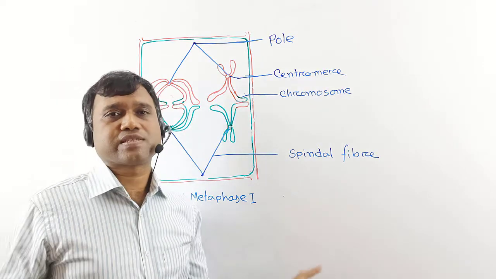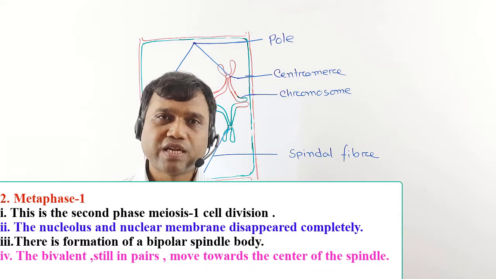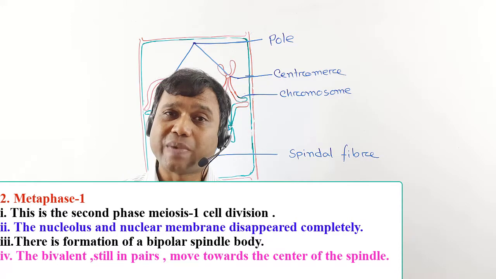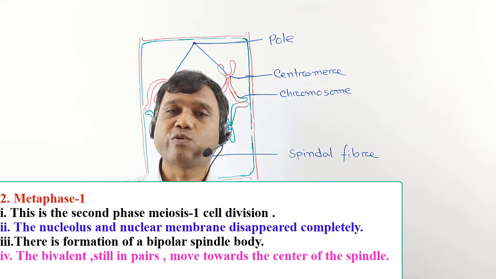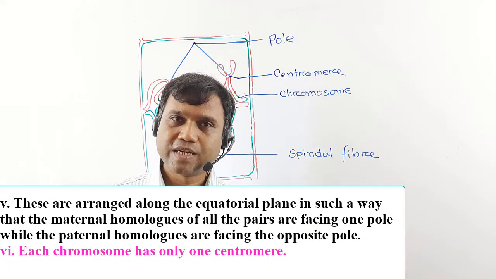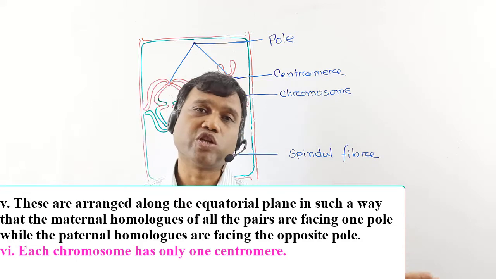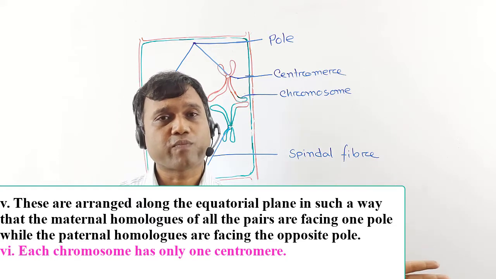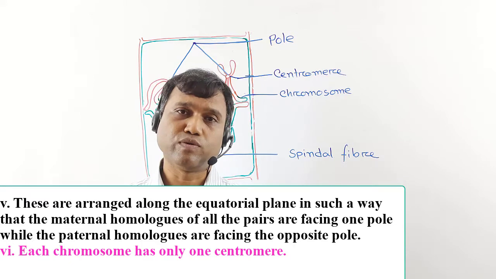So, from this stage, we find the first point: the nuclear membrane totally disappears. Second point, the bipolar spindle apparatus is produced. Third point, by reducing water, the chromosome gradually becomes thick and short. Fourth point, the centromere of the bivalent remains at the same distance from the equatorial zone. And the last point, the centromere of the bivalent starts its journey towards the two opposite poles.